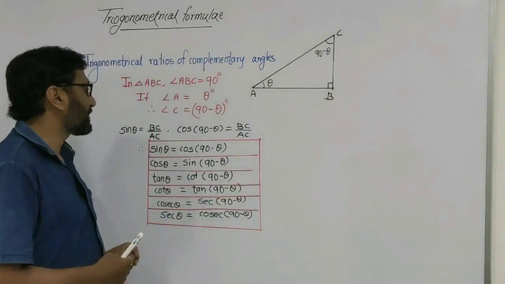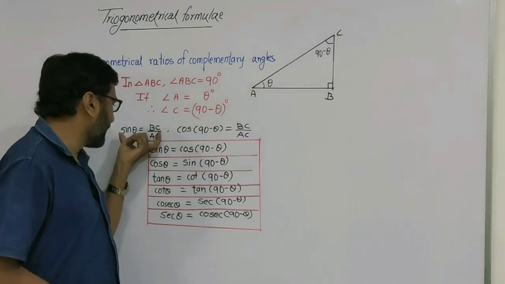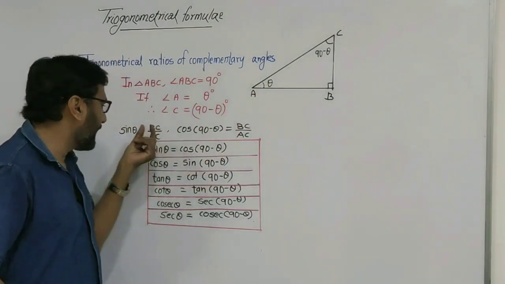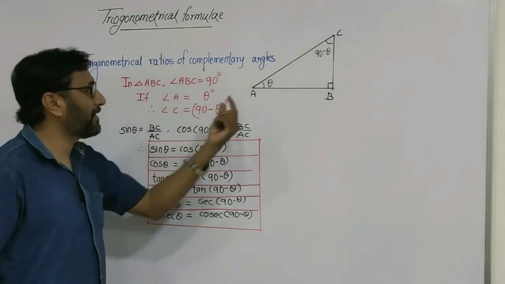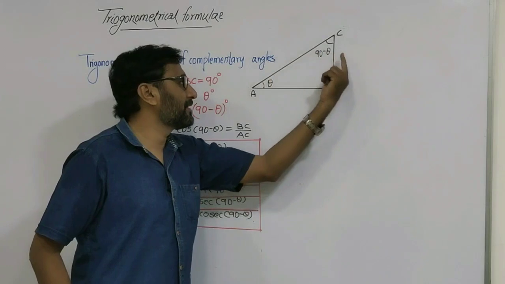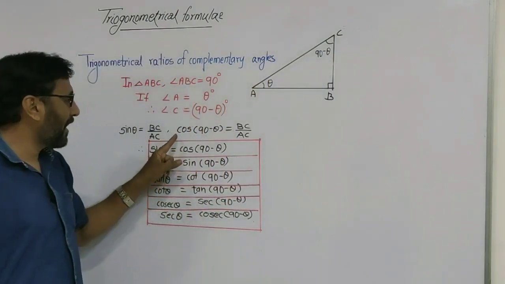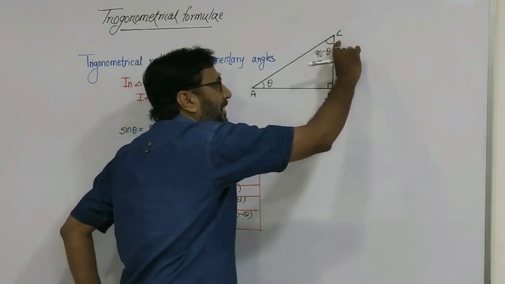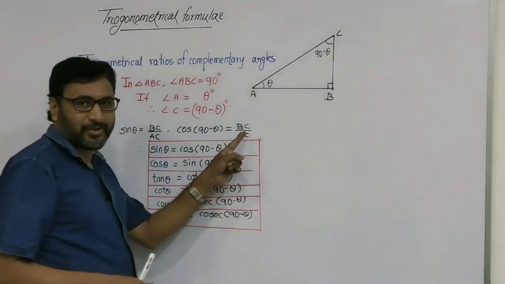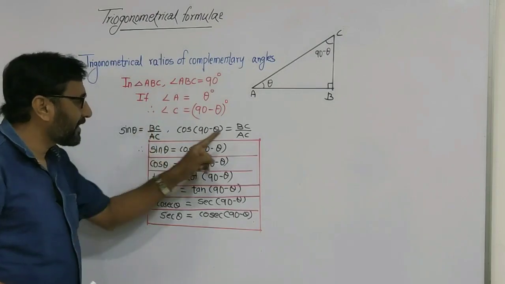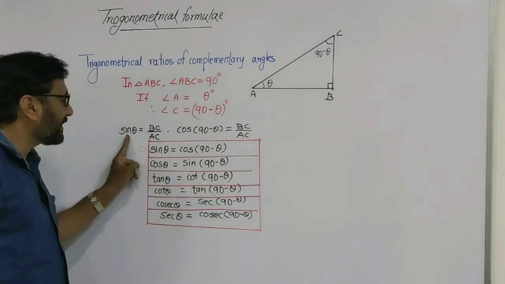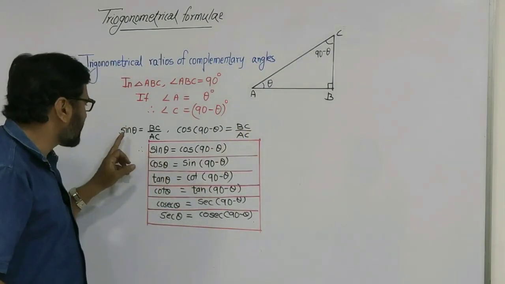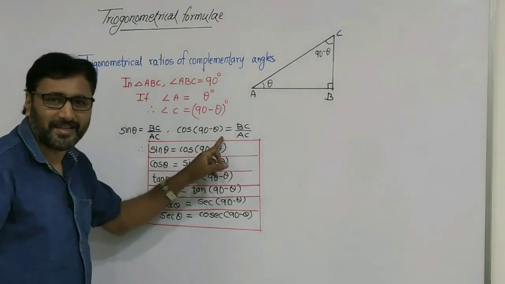Now, consider the first ratio. Suppose, before taking ratio, if this is theta, this is 90 minus theta. If I take sin theta, I will get perpendicular upon hypotenuse, that is BC upon AC. And at the same time, if I take cos ratio of 90 minus theta, then I will get BC upon AC, same ratio. See, right hand sides are equal. So can I write sin theta is equal to cos 90 minus theta? So this is the relation between sin theta and cos 90 minus theta.